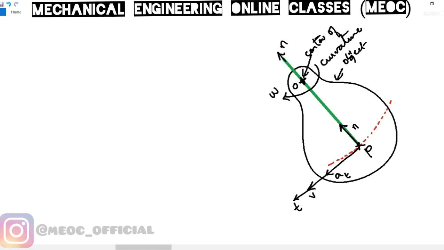If we want to find the acceleration in tangential or normal direction, then tangential is along the tangent at P, and normal is nothing but the radial one towards the center of curvature. That direction is the normal. So in this particular direction there is a normal component of acceleration. So we have AN and we have AT. The resultant of normal and tangential acceleration will give us the total acceleration A.